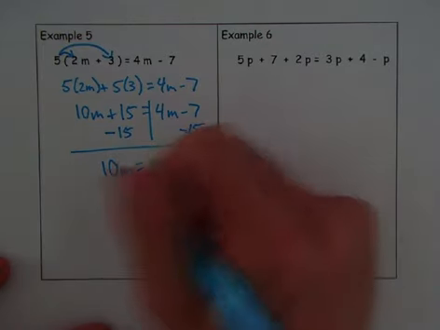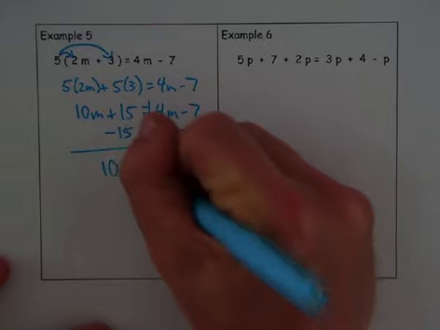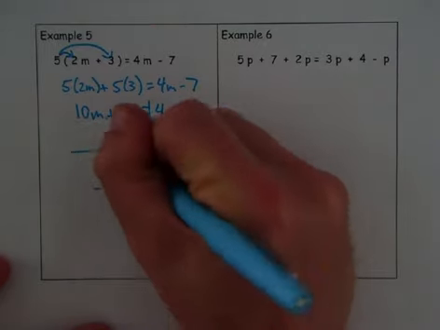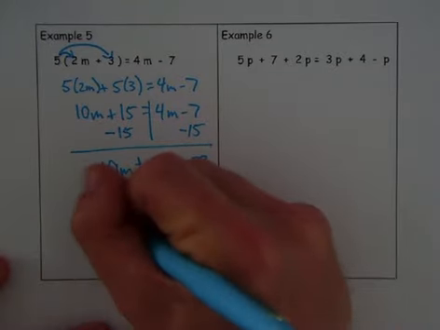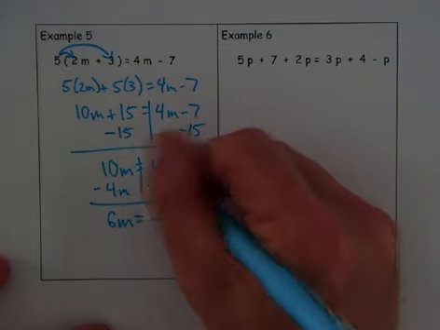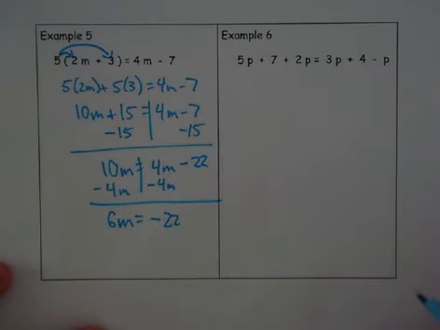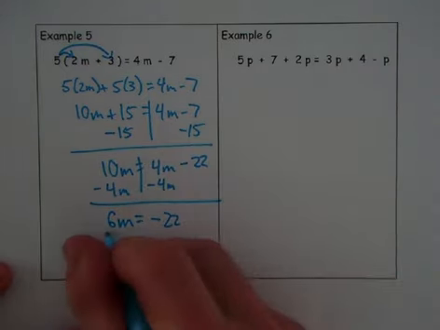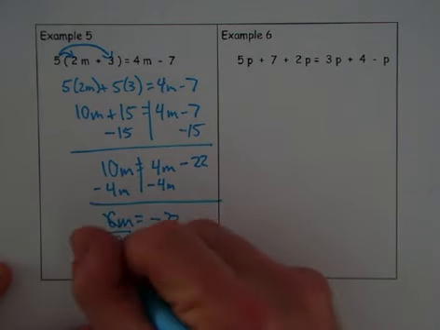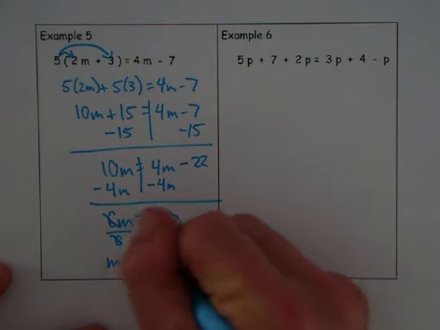Sorry about that. Now I'm going to subtract this 4m to get all of my m's over on the left. So I'm going to subtract 4m on both sides. I'm left with 6m equals negative 22. Don't lose that negative. It's 4m minus 22, so it's still a negative. Now to solve for m, I'm going to divide by 6 on both sides. The 6 cancels. I'm left with m equals negative 22 over 6.